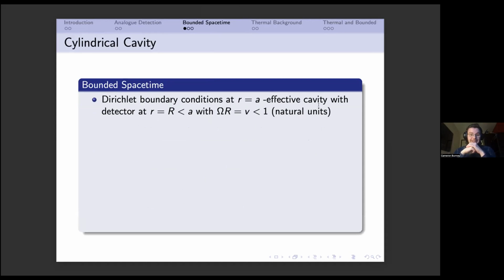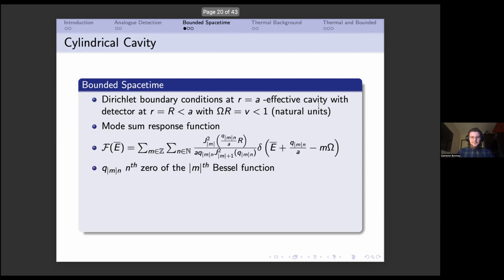So now onto the cavity calculation. We can induce a cavity by enforcing Dirichlet boundary conditions at some radius a, and the detector is at some radius r less than a, and then we can call the velocity of the detector omega times r. This will be less than 1. This is our effective speed limit on the system. Since we're using natural units in a relativistic system, this would be that the detector travels slower than the speed of light. In an analog system, it's that our detector will travel slower than the speed of sound.